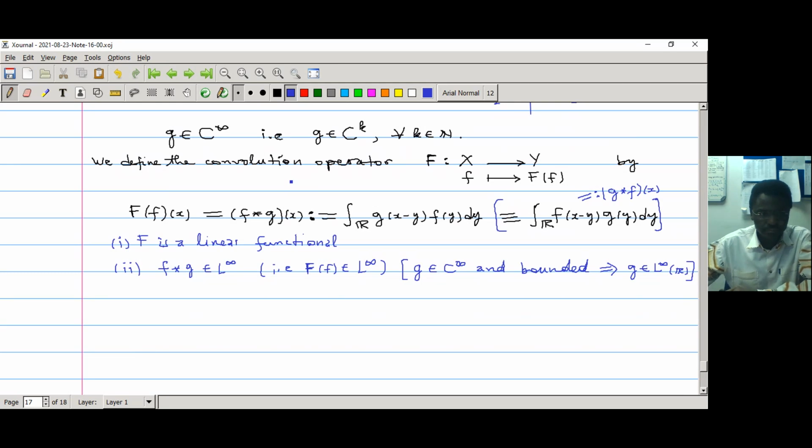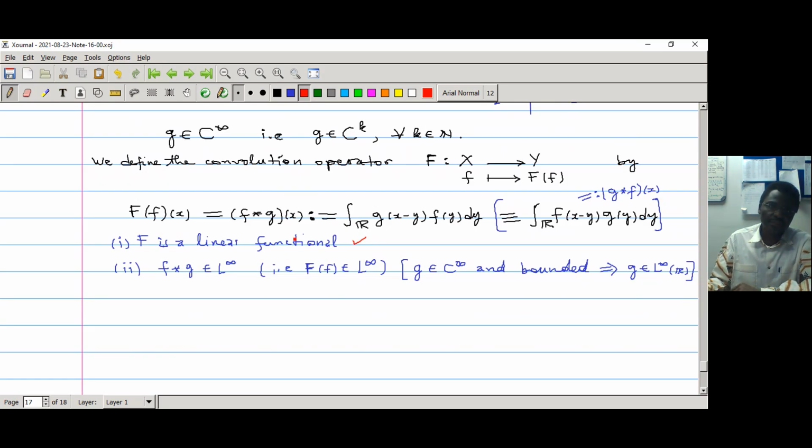Okay, F is linear. To show that F is linear is easy, right? First point. So let's quickly do this one. We want to show it's bounded, remember that this is an example of a linear bounded operator. So the first thing is to show that it's a linear functional.